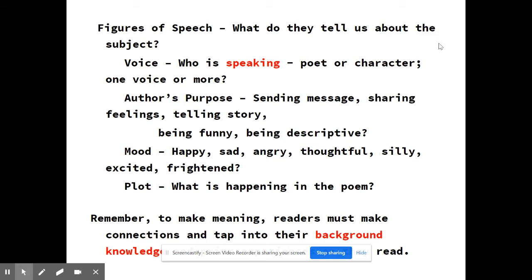We talked about mood yesterday. Plot, what's happening in the poem. And just like when you're reading fiction, you're going to bring all of your background knowledge when you are analyzing a poem, and that's what's going to help you determine what the meaning of the poem is.